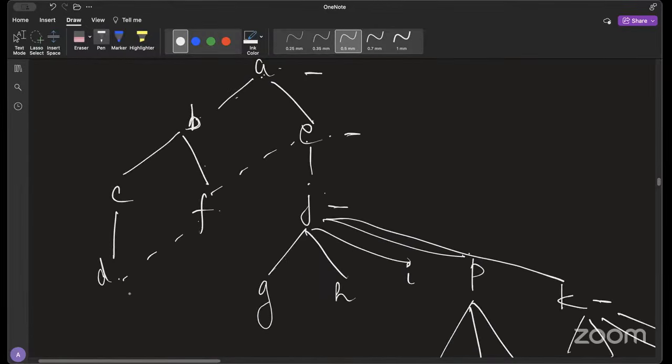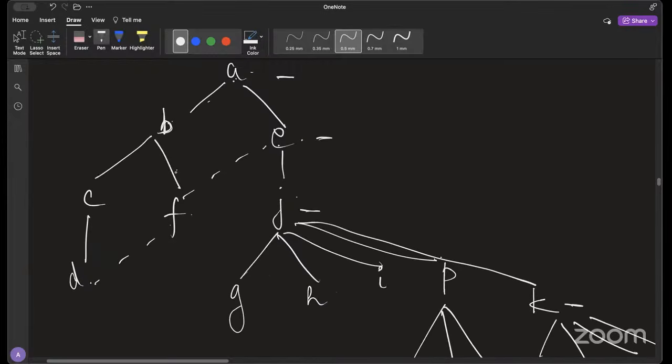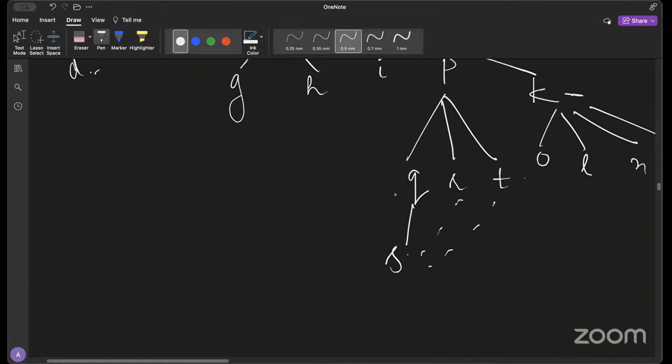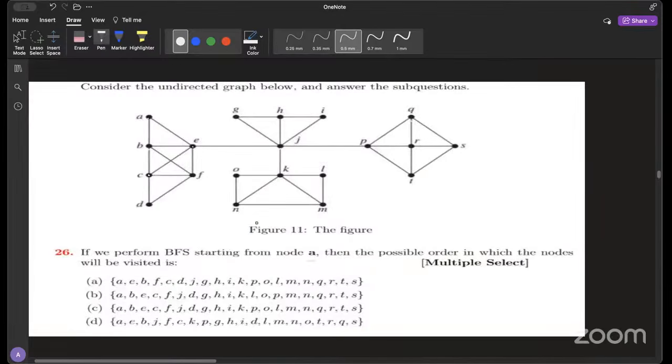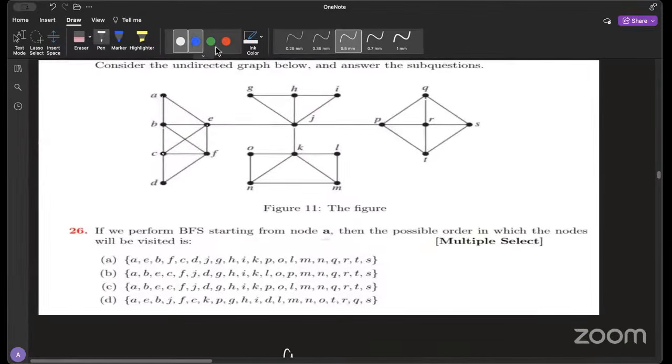I'm drawing these ones for you to know that this is also possible. If you remove this one from here, then F can come under E as well. If you remove this one, then D can come under F as well. And S can come under any of these instead of Q. So there are other possibilities of BFS trees. Now let's check the options.